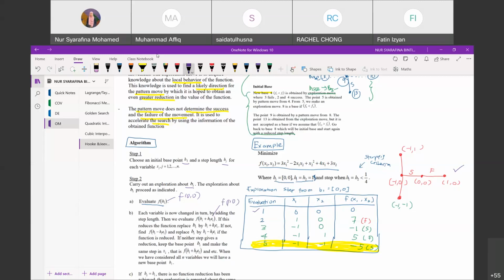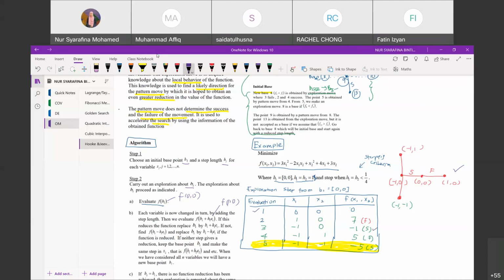If the function is reduced, it is replaced by B1. Initially it is 0, and then it is 7. It is not reduced, it is increased. Then we replace, but if not, we find B1 minus H1. That's why we step to the left and replace by B1 minus H1. If the function is reduced, then we consider it a success. So from 0, now it is minus 1, so it is reduced, so success.